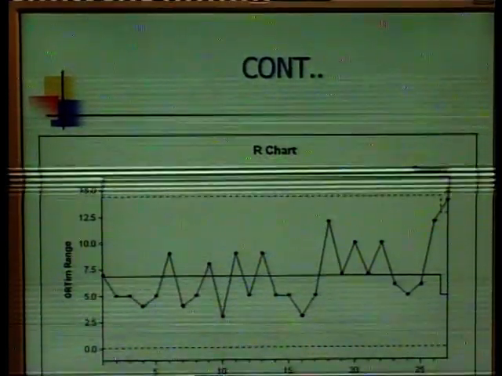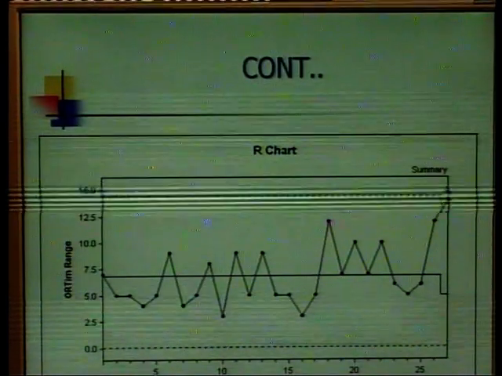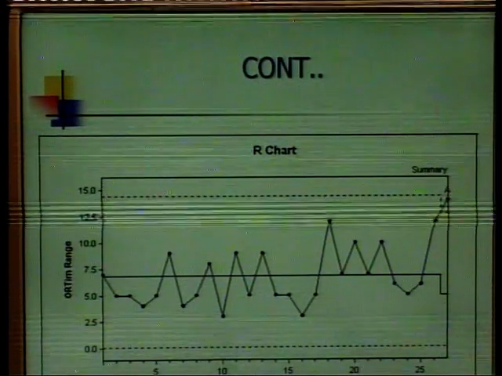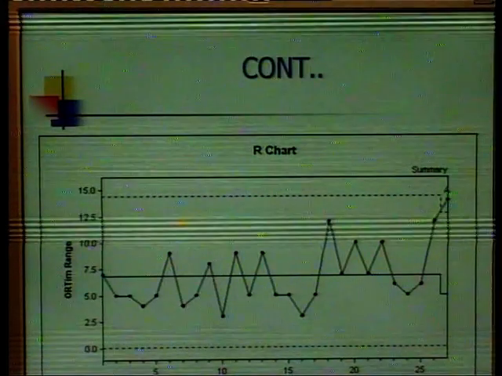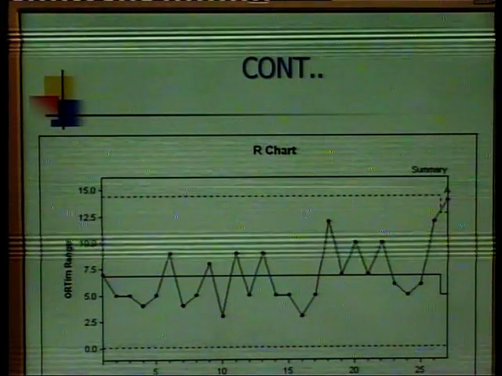Now, this is the range chart or R chart, which tells us about the higher and lower values, the difference between the higher and the lower values.